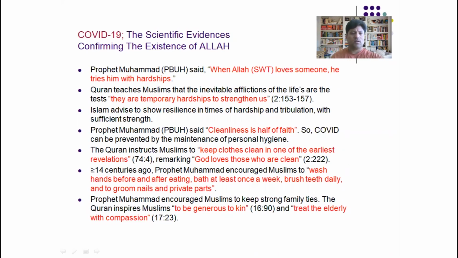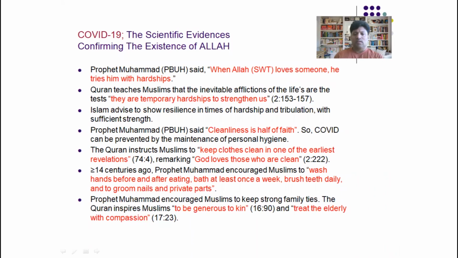I would like to talk a little bit about the scientific evidence confirming the existence of Allah regarding the COVID-19 outbreak. Our Prophet Muhammad said that when Allah loves someone, He tests him with hardship. The Quran teaches Muslims that the inevitable afflictions of life are a test. They are temporary hardships to strengthen us. Islam advises to show resilience in times of hardship and tribulation with sufficient strength.